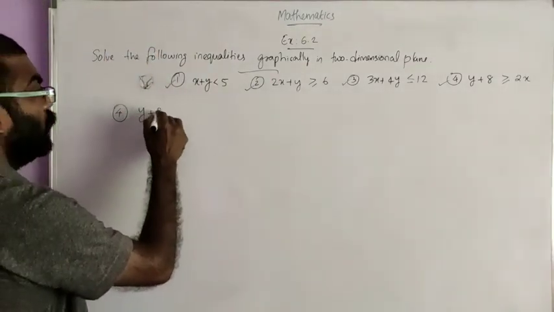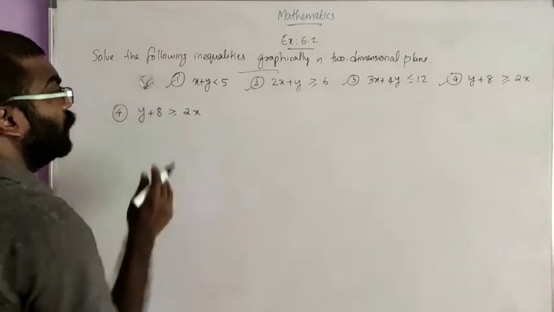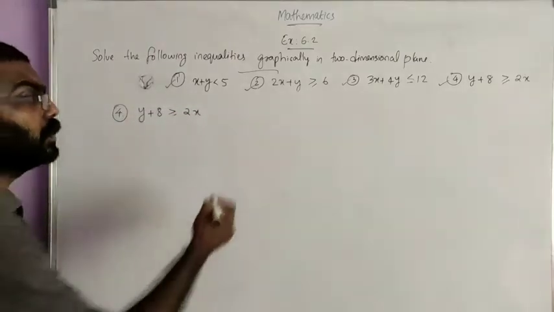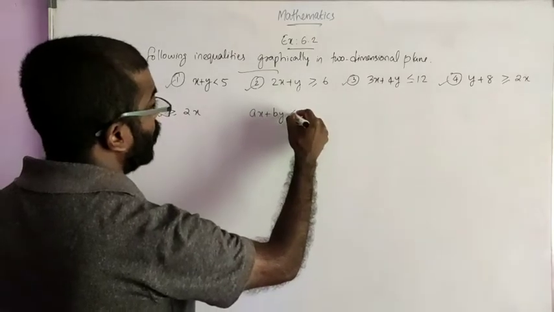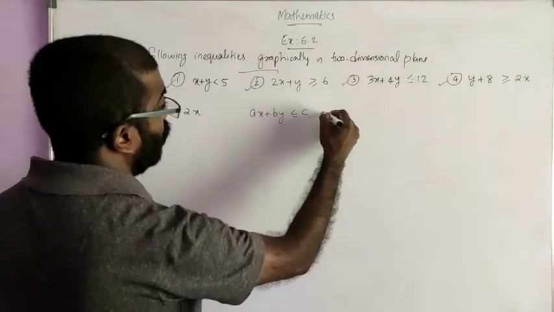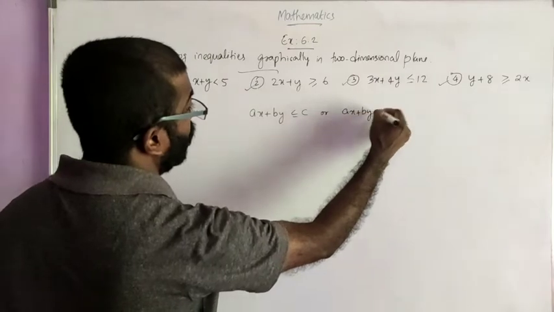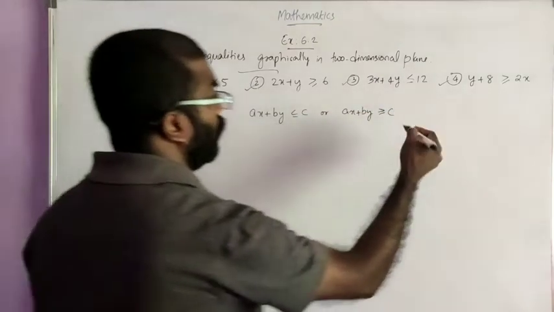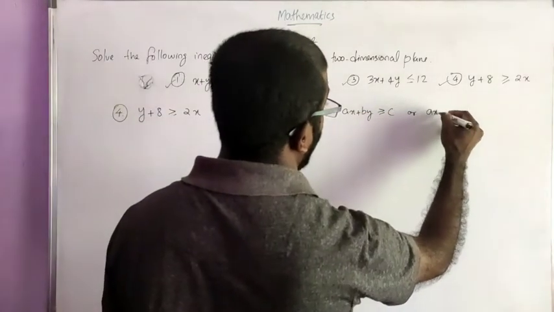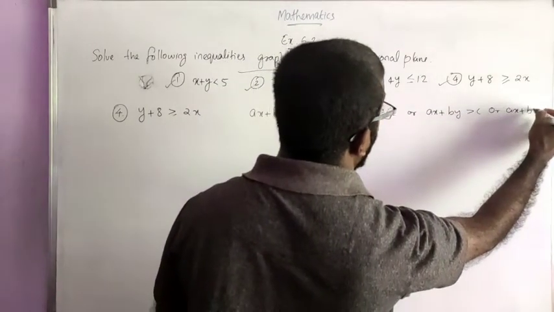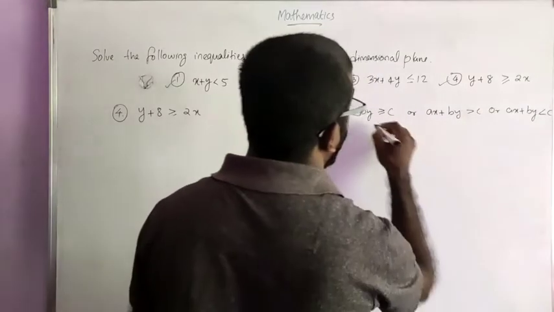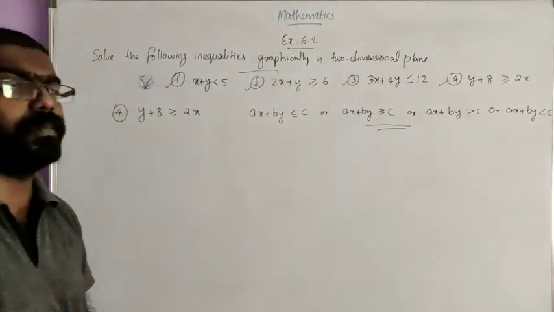Y plus 8 is greater than or equal to 2x. Here it is not in the standard form. We know the standard form is what? ax plus by less than or equal to c, or ax plus by greater than or equal to c, or strict inequality ax plus by greater than c or ax plus by less than c. These are the 4 different formats.